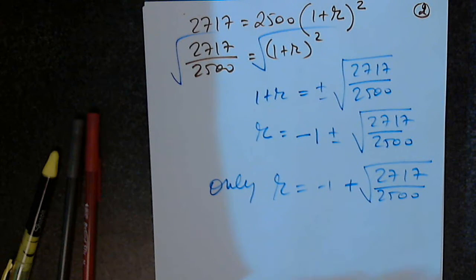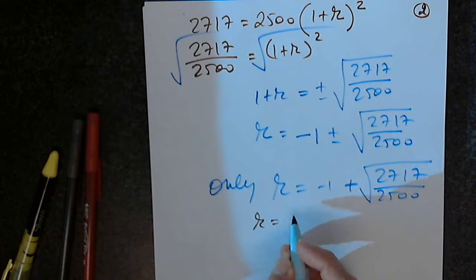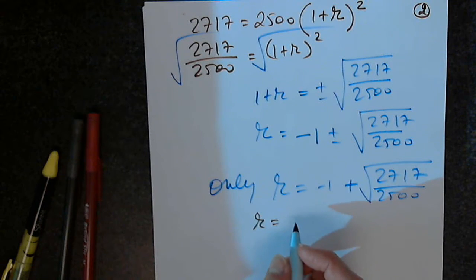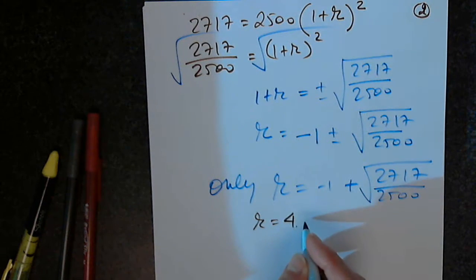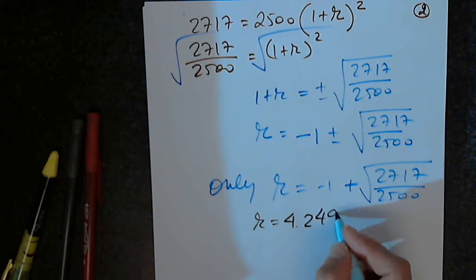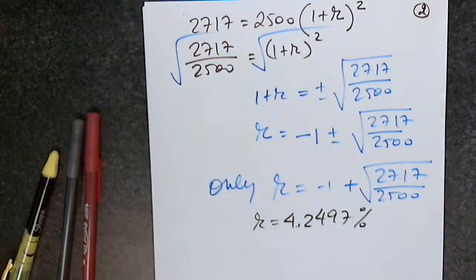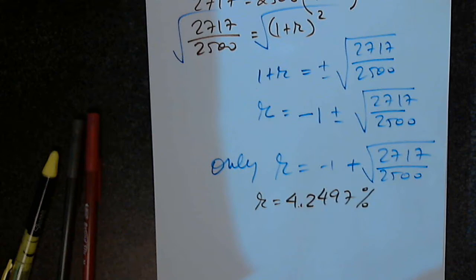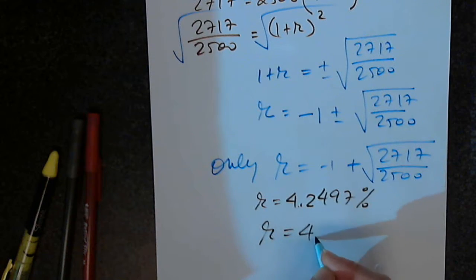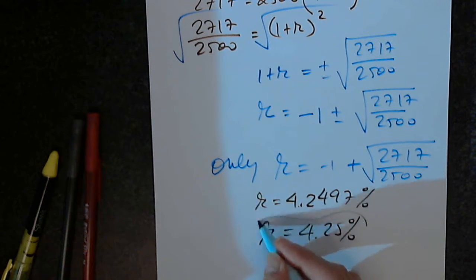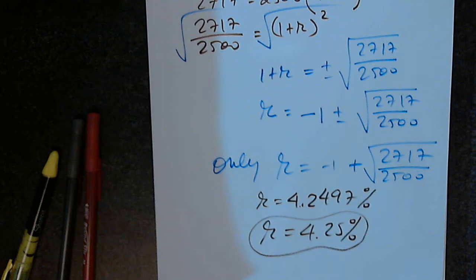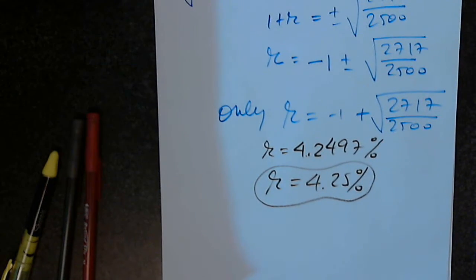So r appears to be point, it says one more time, round the result to the nearest 100%. So I will say, first of all, it's 4.2497%, but they want us to round it to the 100th. So r equals 4.25%. Any questions? Any questions on this problem?